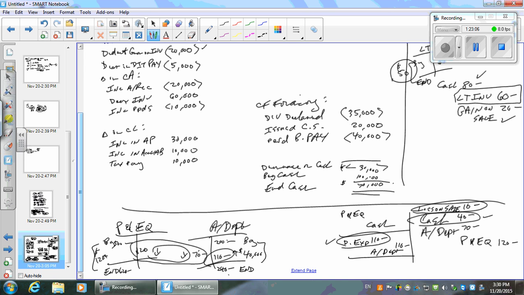Oh, this entry, huh? What's that? How much did you debit plant and equipment for? If you started with 500, you took out 120, that would have made it 380. Now it's 620. How much did you add?